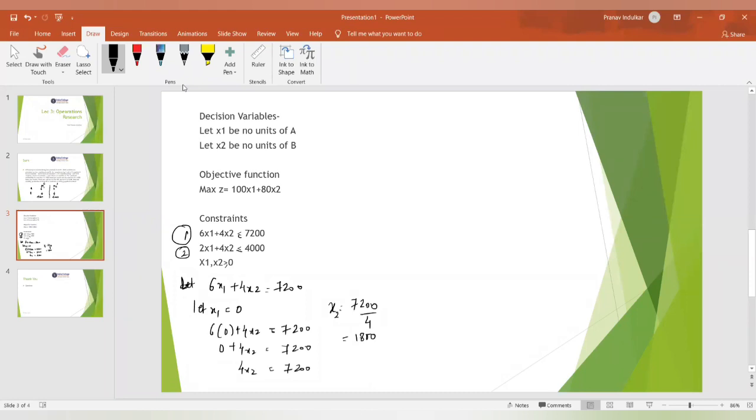So what points did you get? Coordinating points x1, 0 and 1800. Is that clear to all? Yes, all of you?